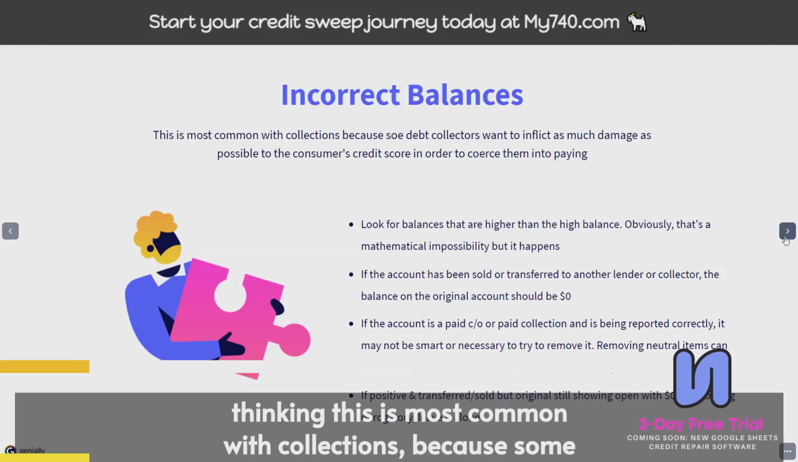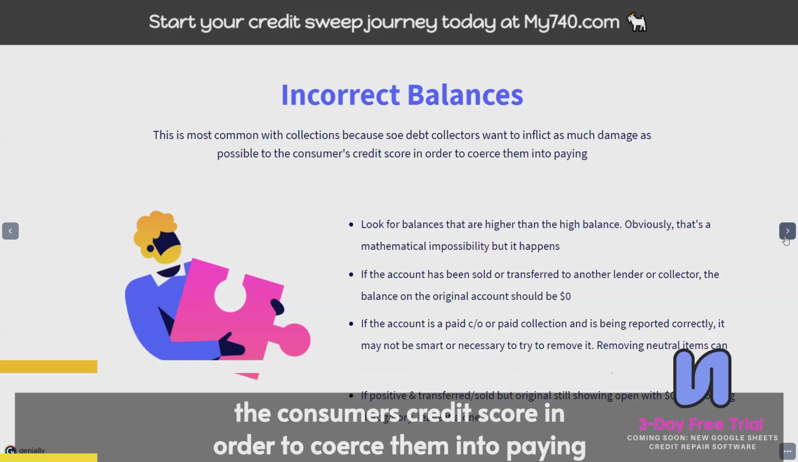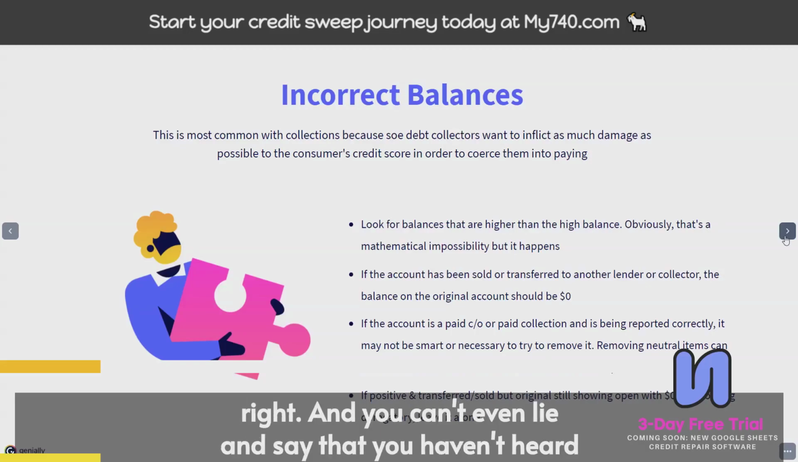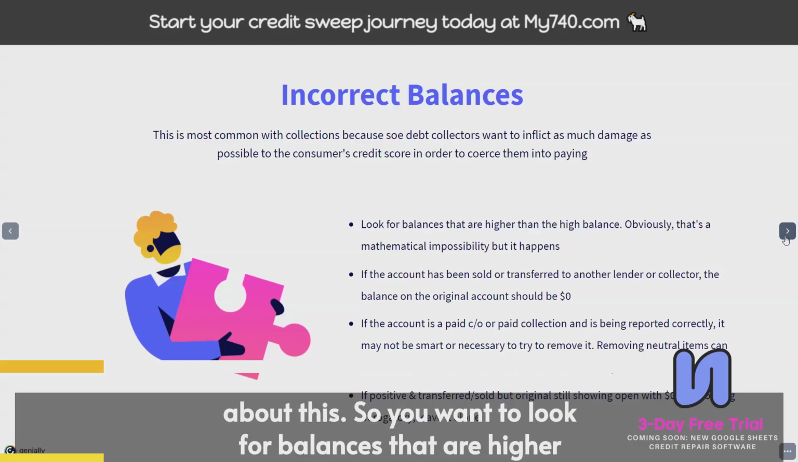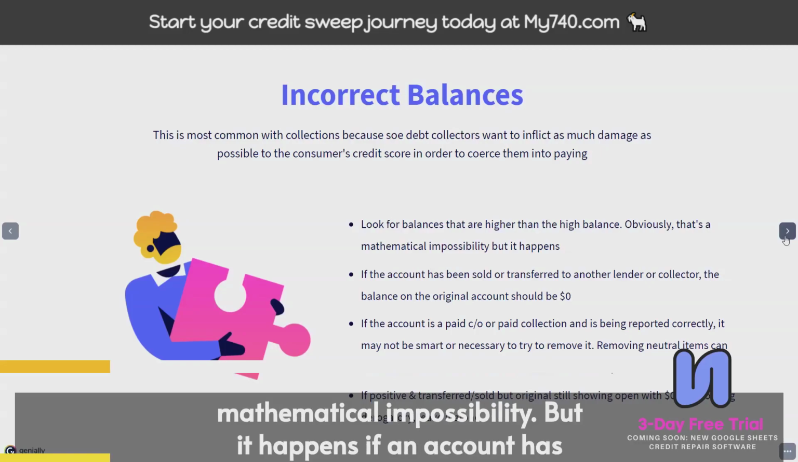This is most common with collections because some debt collectors want to inflict as much damage as possible to the consumer's credit score in order to coerce them into paying, right? And you can't even lie and say that you haven't heard about this. So you want to look for balances that are higher than the high balance. Obviously, that is a mathematical impossibility, but it happens.